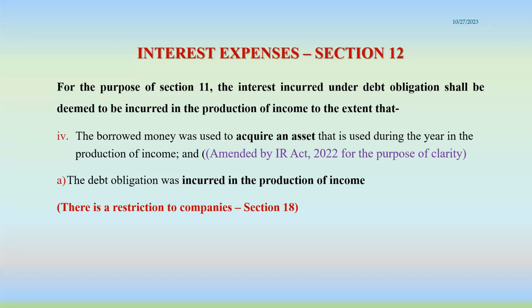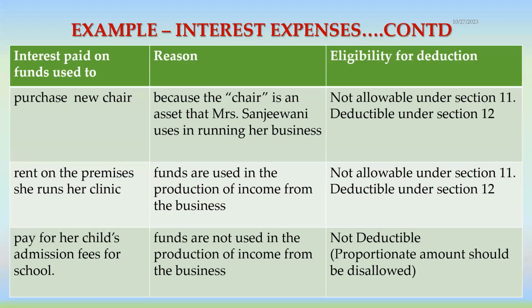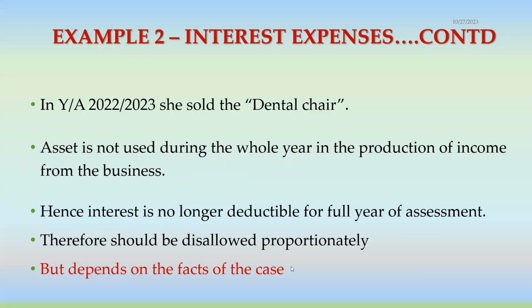So it is not only the asset. She can use that money, that debt obligation, in the production of income. Suppose she incurred that in the production of income, then it is deductible. Suppose she used that sale money to purchase a car for her personal use. Then she can't. So it depends on what? It depends on the facts of the case.